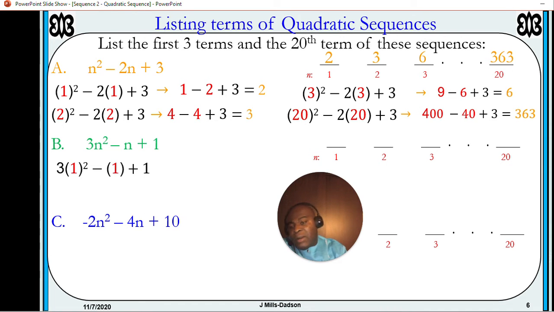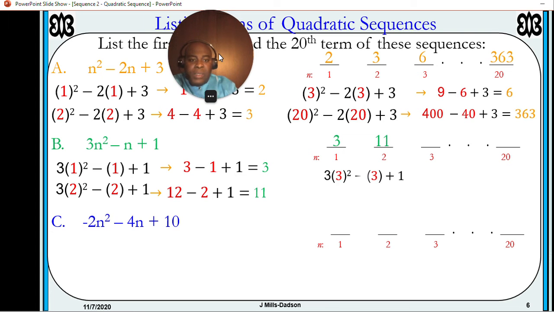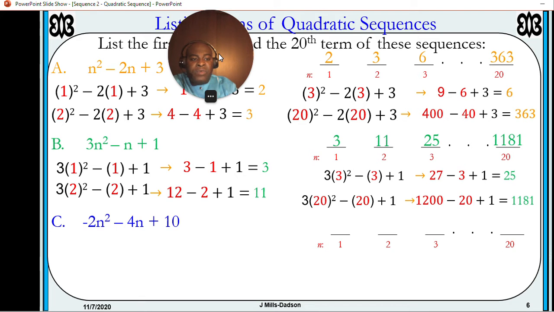Substituting 1, we get positive 3. Substituting 2, we get 11. Using 3, we get 25. Then we're going to substitute 20. 1,181.